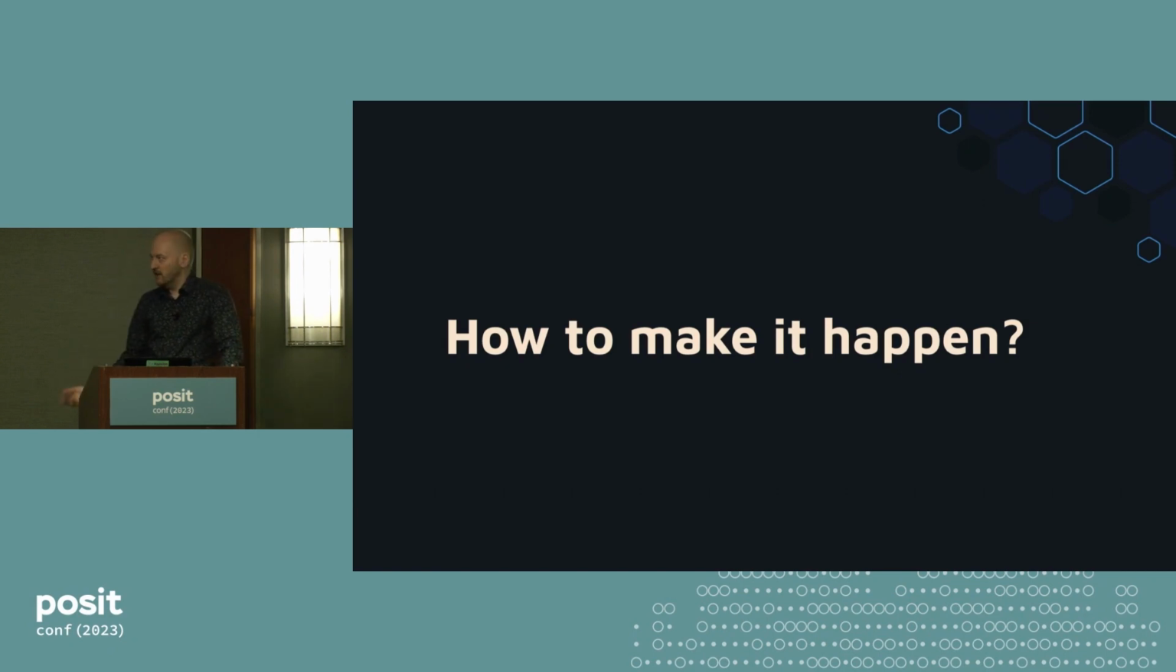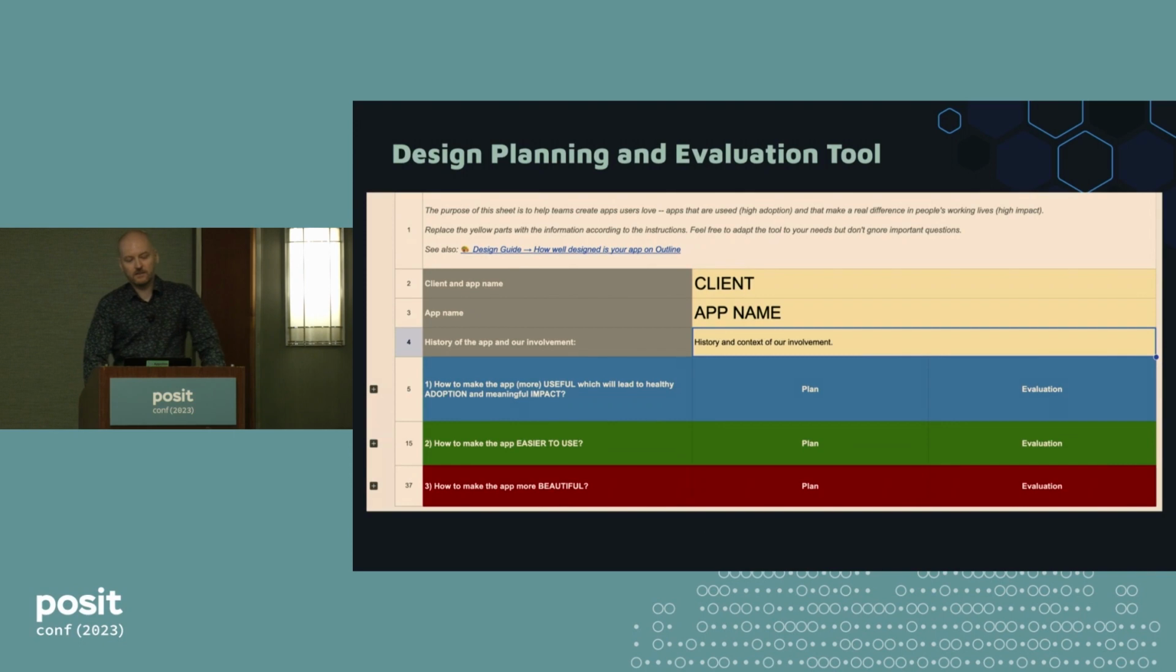So how do you make it happen? Well, now I will show you. We have several tools that help us do that, but today I will show you one. And this one is our design planning and evaluation tool. It's a humble Google Sheet with some sections. And now I will walk you through the various sections. Don't worry about reading the details. Later, I will give you a link and you can download it for yourself and learn more and hopefully adapt it or use it for your projects as well.